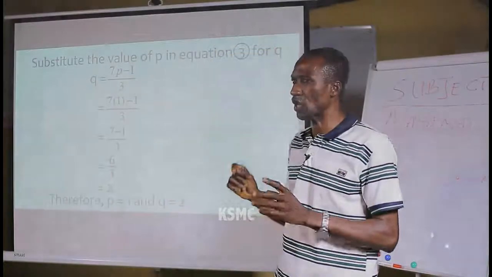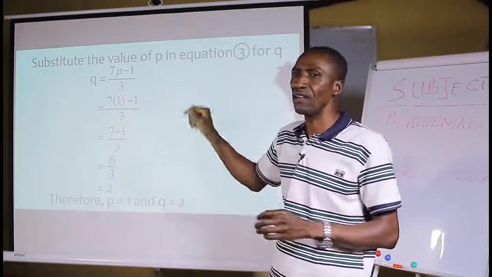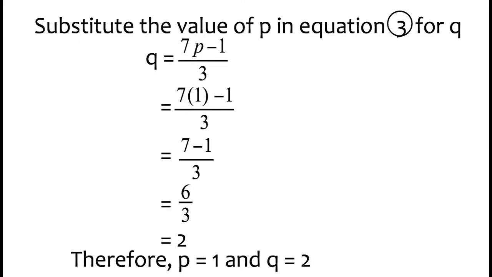Now, we are to substitute the value of p in equation 3 to obtain the value of q. What is our q? Recall that our q is equal to 7p minus 1 over 3. So your q now becomes 7 times p, and the value of p is 1. So that becomes 7 times 1 minus 1 over 3.